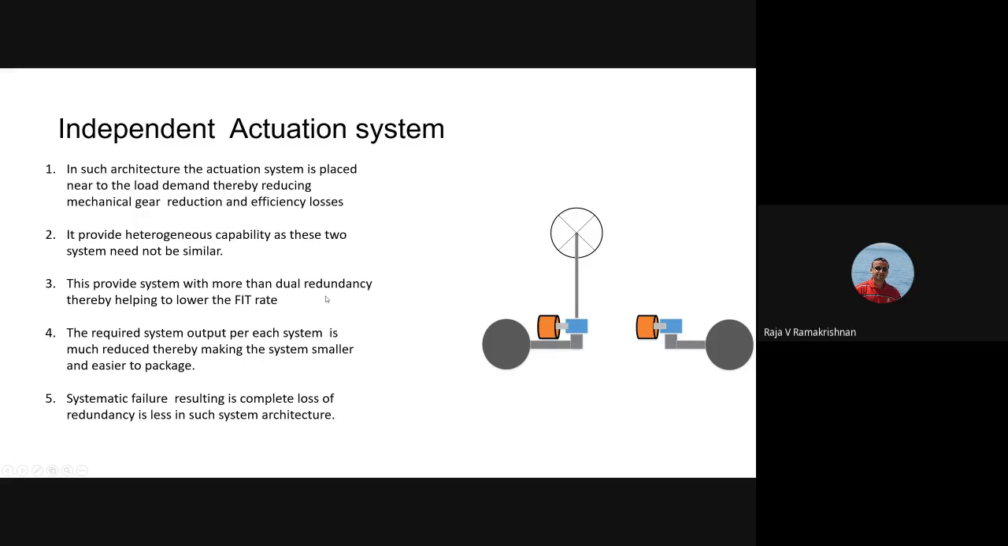This provides a system with more than dual redundancy because you can have four wheels with four actuations. So it provides more than dual redundancy. The required system output per each system is much reduced, thereby making the system smaller and easier to package. So that's another advantage when we reduce the system output needed by each system. The packaging will become much smaller. The system failure resulting in complete loss of redundancy is less likely in such a system because you need to have four system failures happening, and that too not just a single failure, it has to be multiple failures, which is very unlikely to happen in any drive.